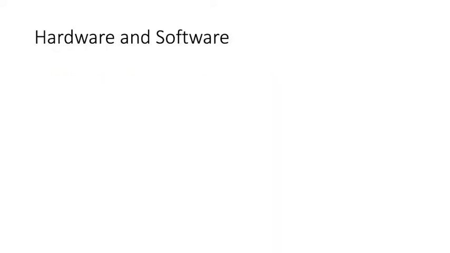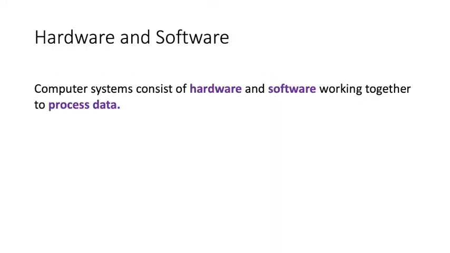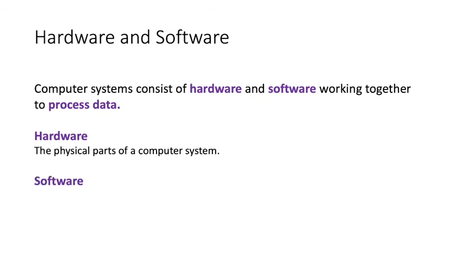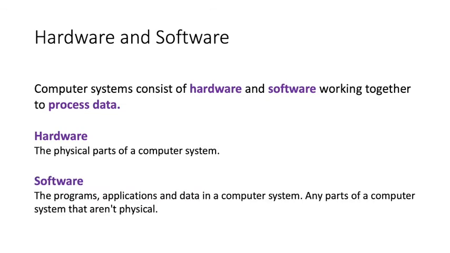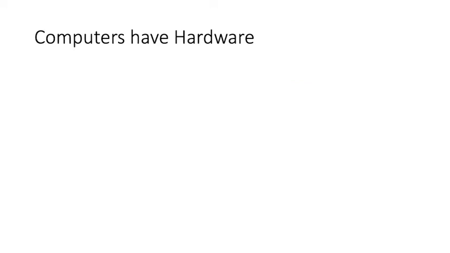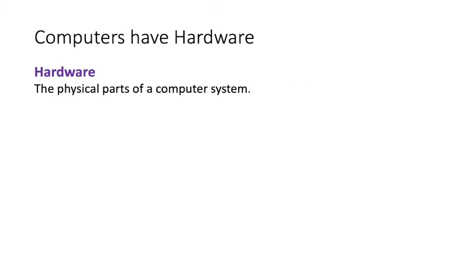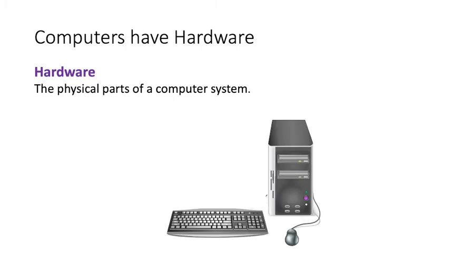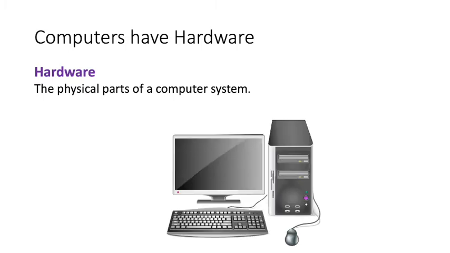Hardware and software. Computer systems consist of hardware and software working together to process data. What is hardware? Well, the physical parts of a computer system. And software, the programs, applications, and data in a computer system. Any parts of the computer system that aren't physical. Now you interact with hardware every single day, and they're the physical parts of the computer system: the mouse, the keyboard, or the monitor. Even the speakers, these are all parts of a computer system.